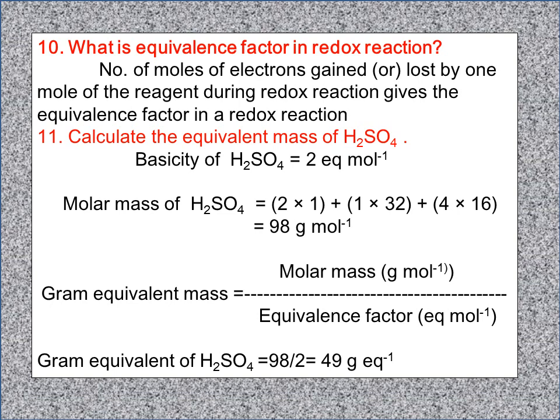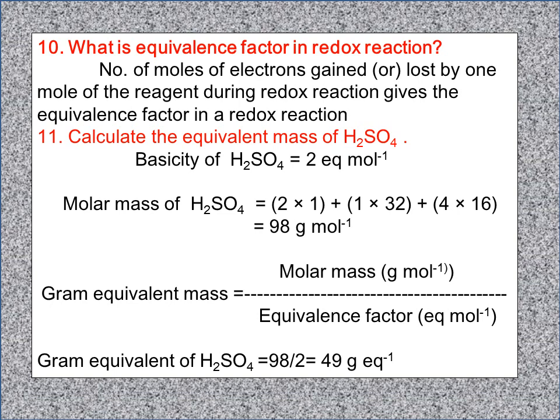Now we are going to calculate the equivalent mass of sulfuric acid. Sulfuric acid formula is H2SO4. It has two replaceable or ionizable H plus ions. So the basicity of sulfuric acid is 2 equivalent per mole. How will you calculate molar mass? Already we know that we add all the atomic masses of the individual atoms and find the molar mass. Here also you calculate the molar mass the same way. If it is expressed in gram per mole, we call it molar mass. We have 2 hydrogen atoms, so 2 into 1, plus 1 sulfur. Atomic mass of sulfur is 32, so 1 into 32, plus there are 4 oxygen atoms, so 4 into 16.